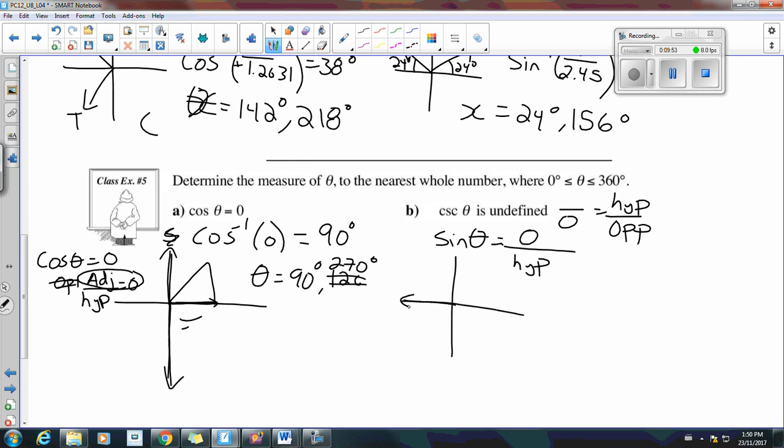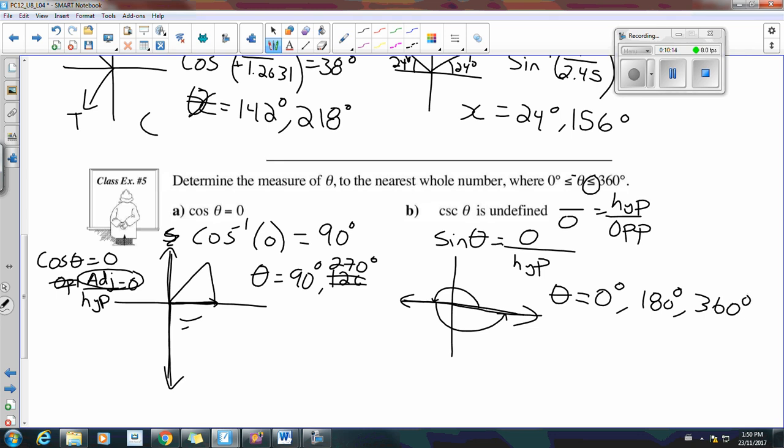So we must be on this arm or on this arm to have a y value of 0. So what are our angles there? Well, it can be 0 degrees. It can be all the way over here at 180 degrees. And can be all the way back to 360.